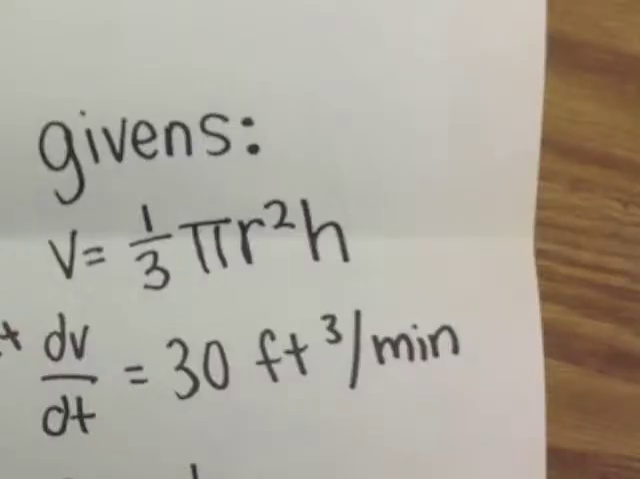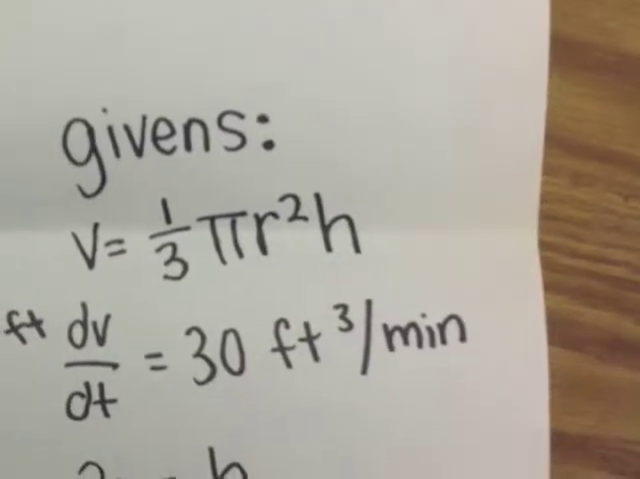So let's start with what we know. We know that the volume of a cone is V equals 1/3 pi r squared times the height. We also know that the rate at which the volume of the cone is increasing, or dV over dt, equals 30 cubic feet per minute. We know this because the problem tells us that gravel is being dumped into the cone at a rate of 30 cubic feet per minute.